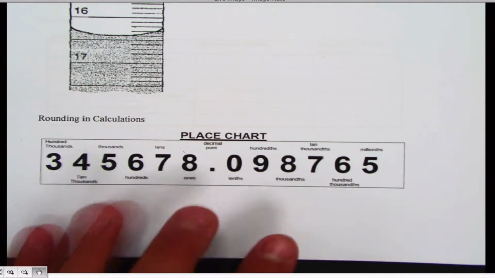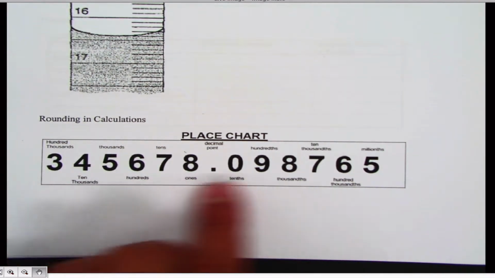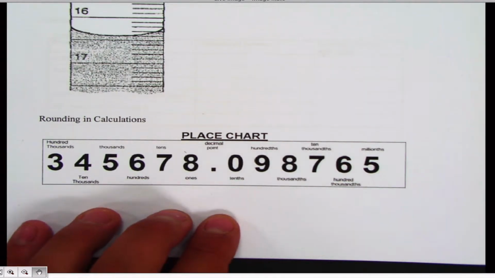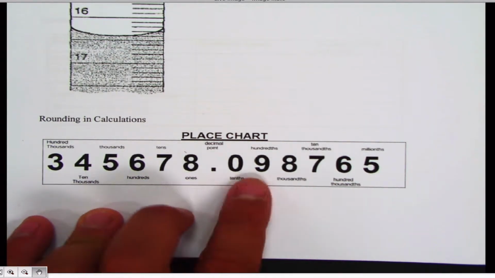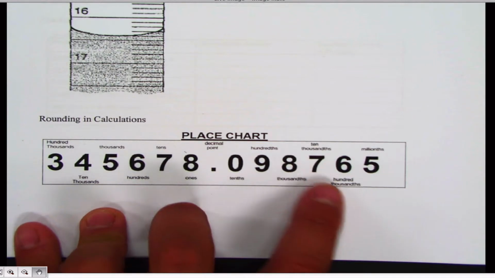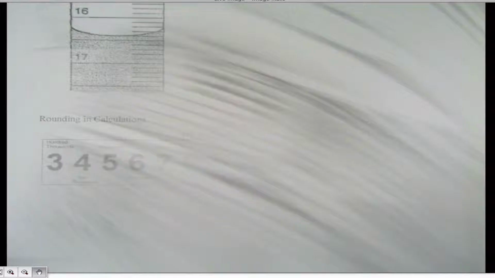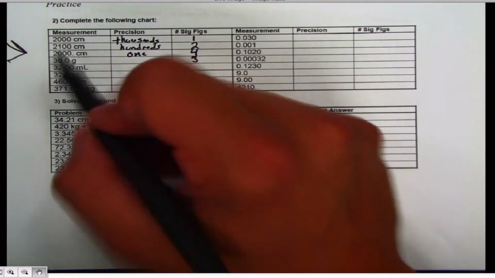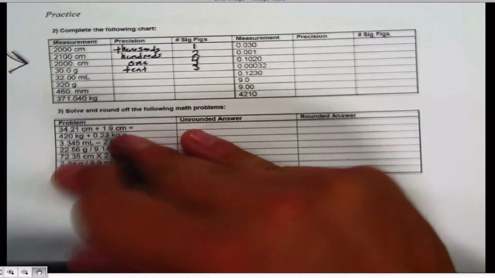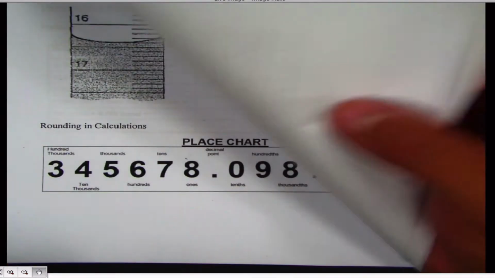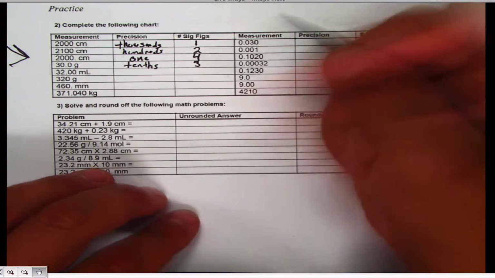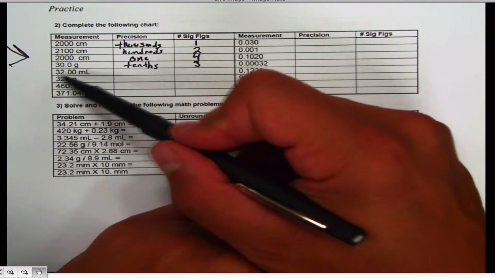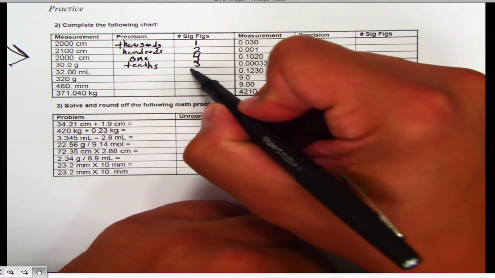So that place chart, if you don't remember where the places are, I may write it down somewhere. But most of you should know that stuff. So tens, hundreds, thousands, 10,000s, 100,000s, millions. So this one right here is to the tenths. Did I measure to the tenths? Yep, tenths. Phew. Tenths, 3 significant figures. This one, decimal point and zeros, 4 significant figures.